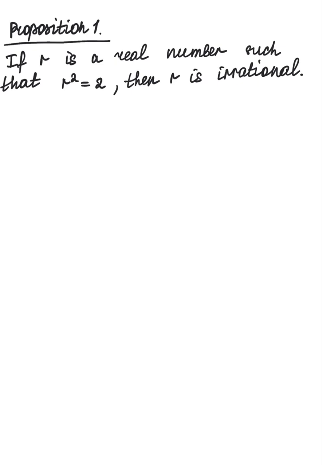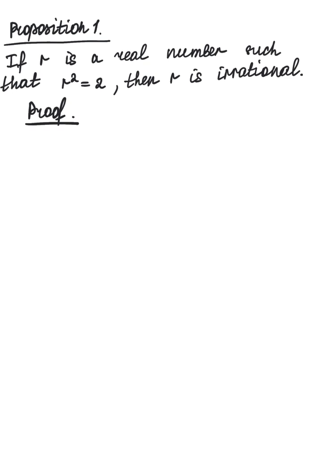In this video, I'm going to prove proposition 1 using the contradiction method. If r is a real number such that r squared equals 2, then r is irrational. Proof.